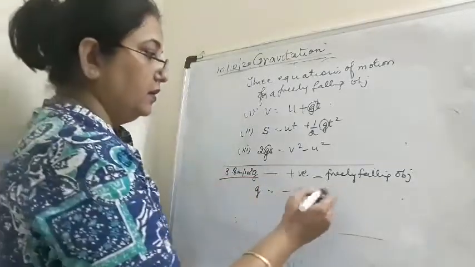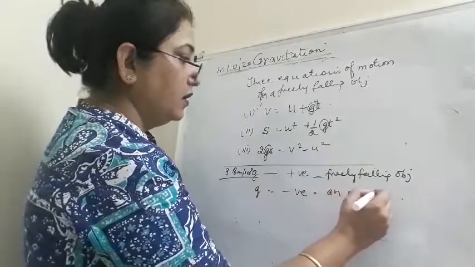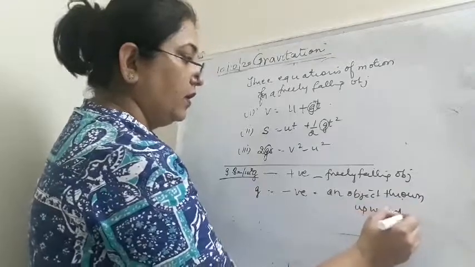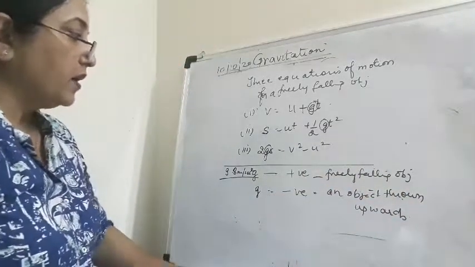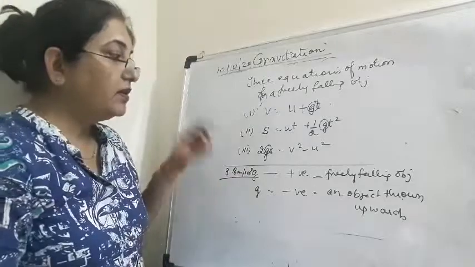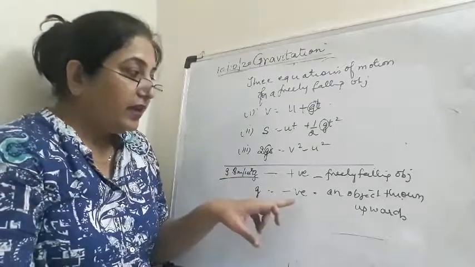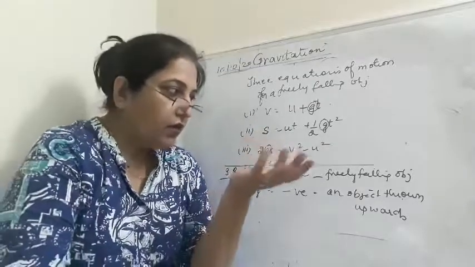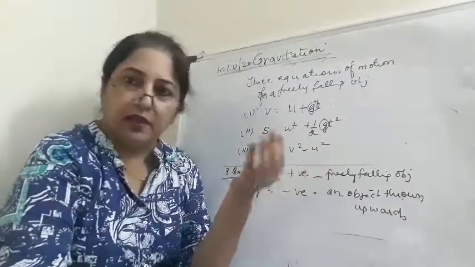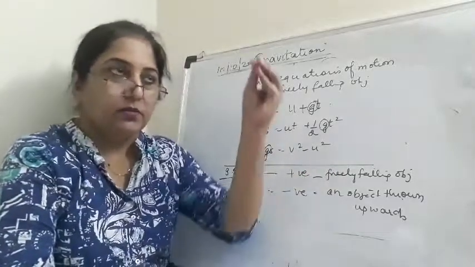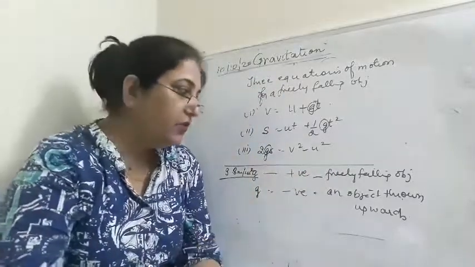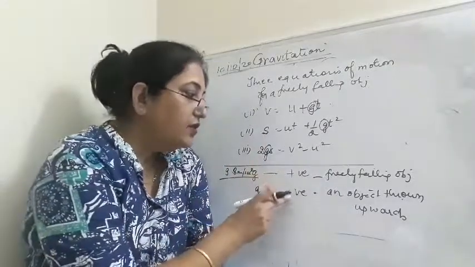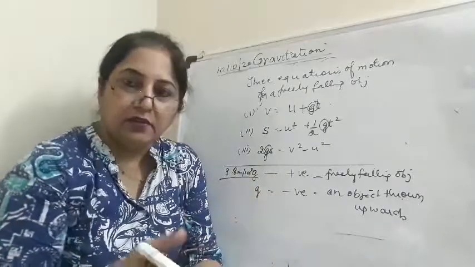Okay, an object thrown upwards. So what I'm trying to explain to you is that the value of g will be the same, but it will be positive or negative depending on the question we are given. Suppose in a numerical we are talking about a freely falling object, suppose an object falls from a height. In that case, g will be positive. Okay, why? I'll tell you that also. And g will be negative for the object which is thrown up.